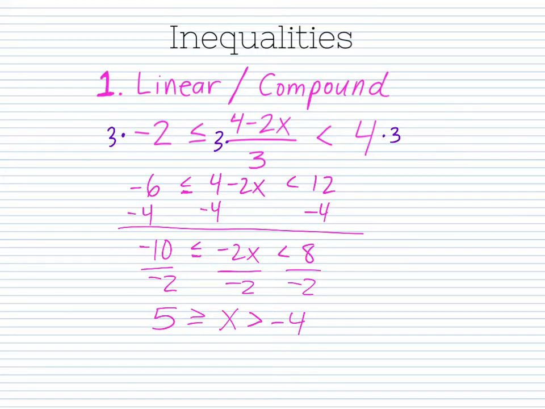All right, this is an and situation. X is two things at once. It's greater than -4, and it's less than or equal to 5. So that would probably be okay for the answer. I would prefer it just rewritten in the opposite order, so it makes sense reading left to right. But what we have is x between -4 and +5, including +5.